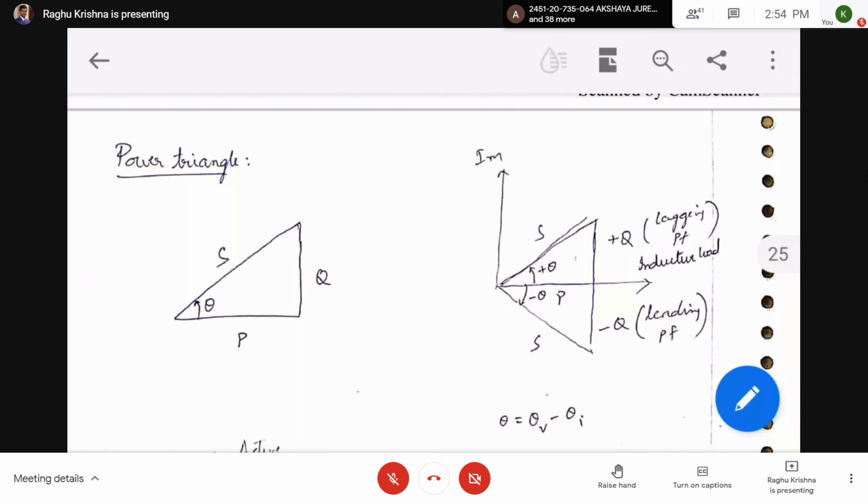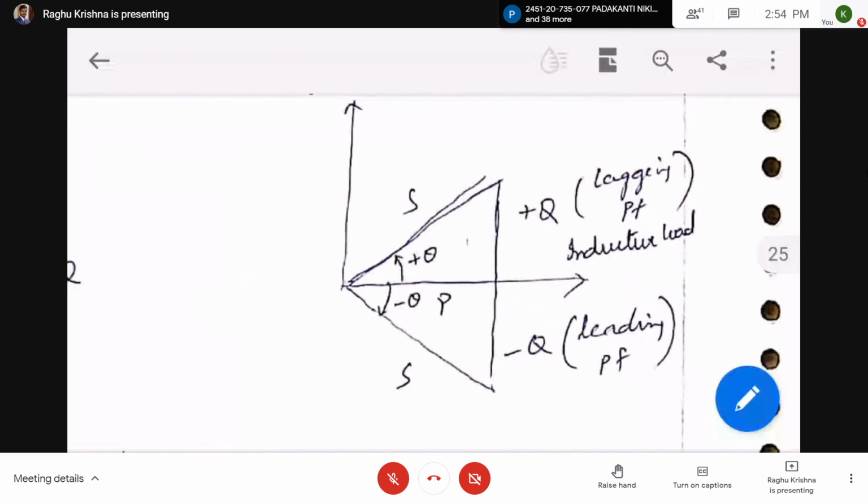If Xc is greater than XL, then Q will be negative. Before going to that, if you see the first power triangle, P, the horizontal line, represents the real power. Q, the vertical line, is the reactive power. If you add these two, you are going to get the apparent power. So S equals under root of P square plus Q square.